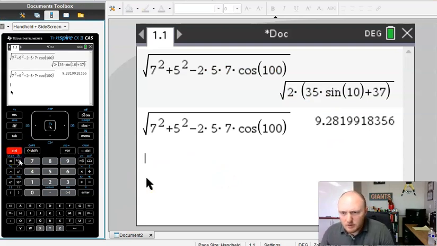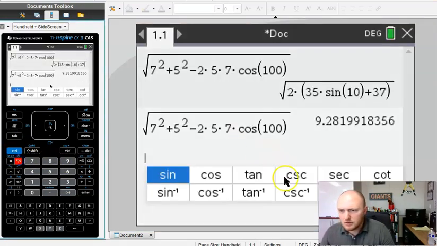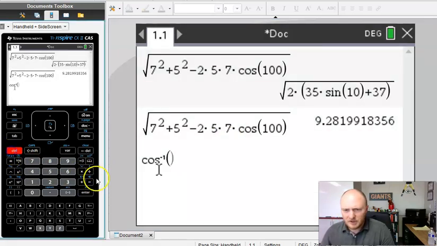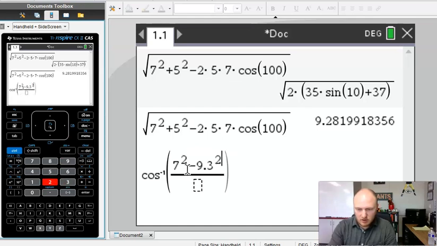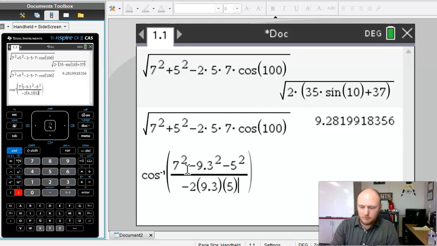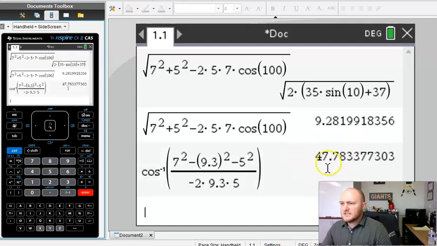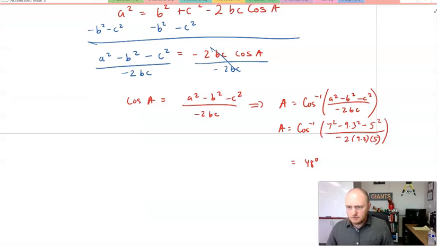Okay, so I want cosine inverse of, so it was 7 squared minus 9.3 squared minus 5 squared all over negative 2 times 9.3 times 5. Okay, and we get 47.7, which is about 48 degrees. So approximately 48 degrees. Okay?